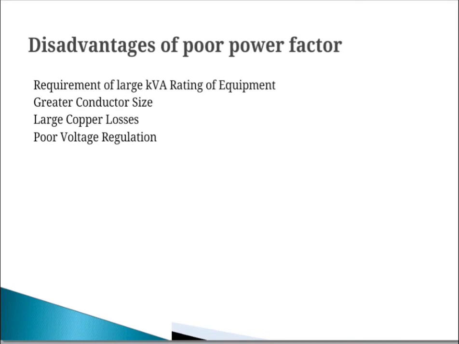Then we have to discuss the disadvantages of poor power factor. When the power factor of the system is lower, it requires a large kVA rating of the equipment, and the conductor size keeps increasing because of the poor power factor. If the conductor size increases, then the total cost of the system increases.